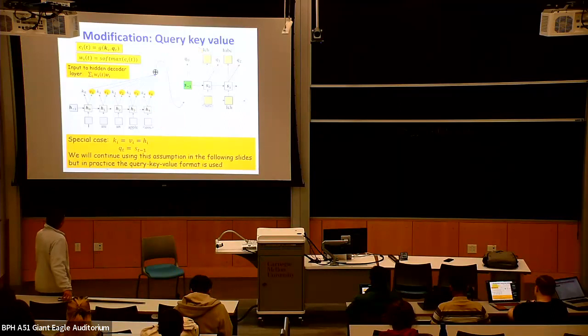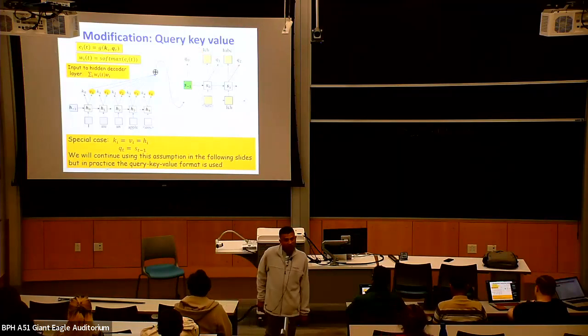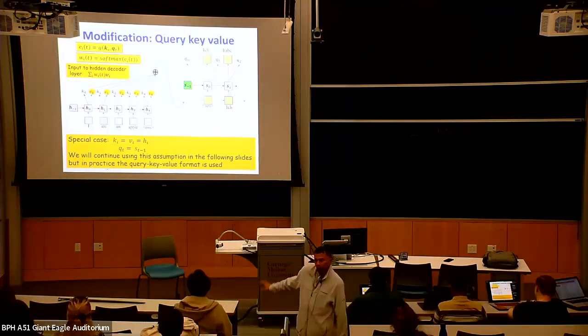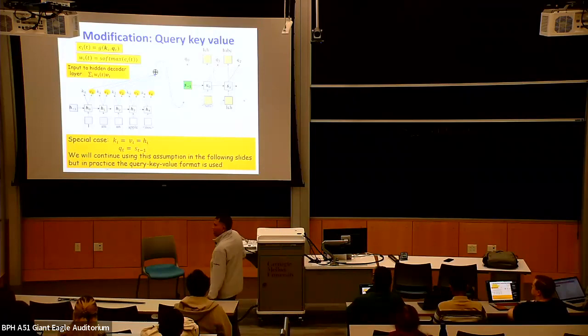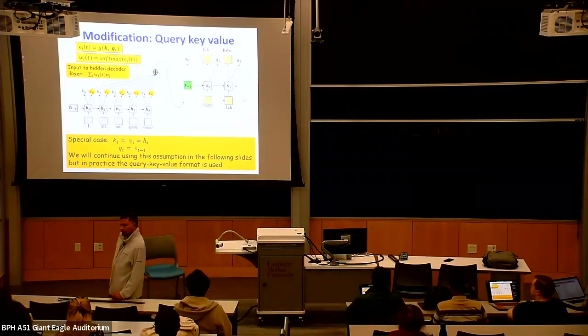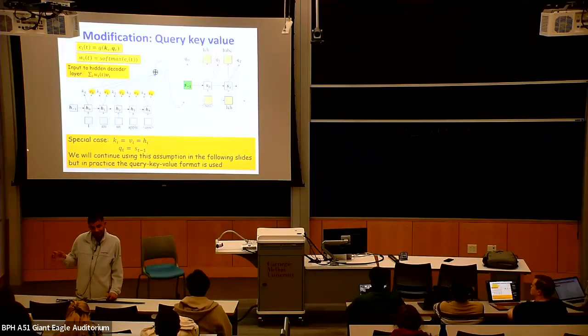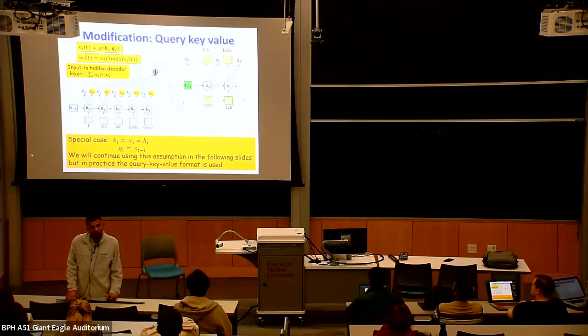In the examples that I've used so far, we didn't actually show this decomposition, so we just assume that the keys and the values are the same and the query is the hidden state itself. So I'm going to continue using this illustration for much of the remaining slides, but you must always remember that this additional step is often implemented, and it makes sense, right? Intuitively, it does make sense.